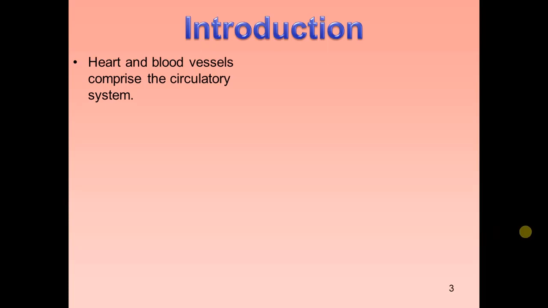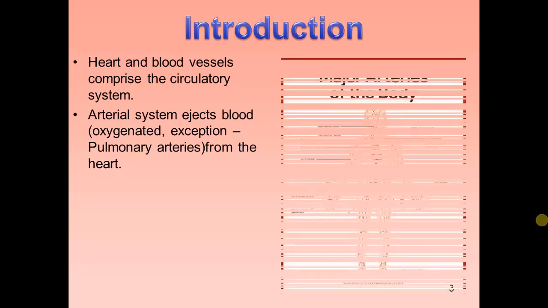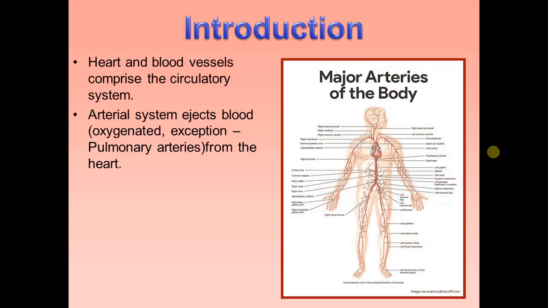First of all, the circulatory system is called a transport system, which is mainly responsible for supplying nutrients to the tissues of the body and removing waste products. Broadly, the circulatory system can be classified into the arterial system and the venous system. The arterial system takes blood from the heart and distributes it to the whole body, except one set of arteries, the pulmonary arteries, which carry deoxygenated blood to the lungs.